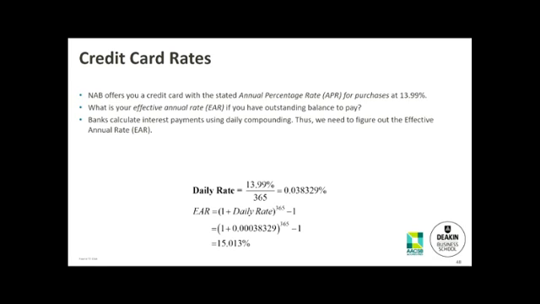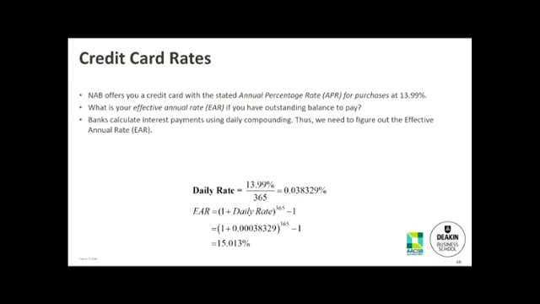You can work out the daily rate, and then you can work out the credit card actual rate. The credit card interest rate is huge. I'll give you one classical example. NAB offers you a credit card with a stated annual rate, APR. Stated annual rate and annual percentage rate are the same, stated rate of 13.99%. It's not too bad, 13.99%, but still very high, okay? And what is your effective annual rate if you have an outstanding balance to pay?